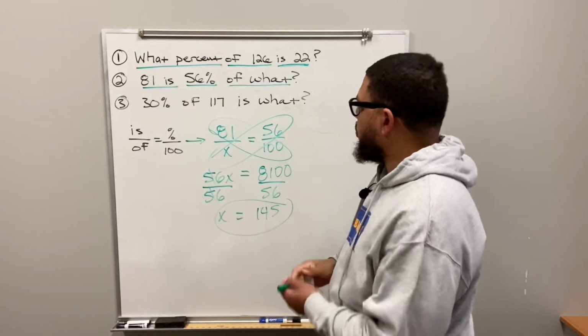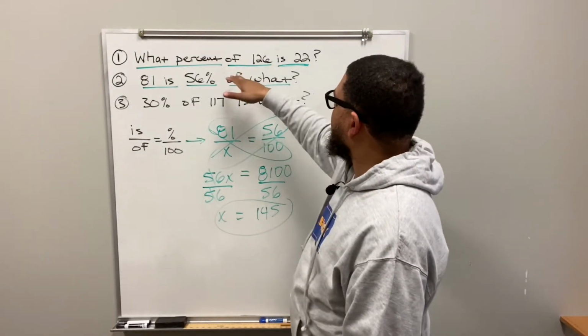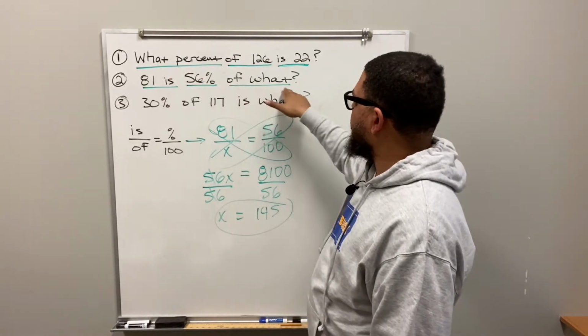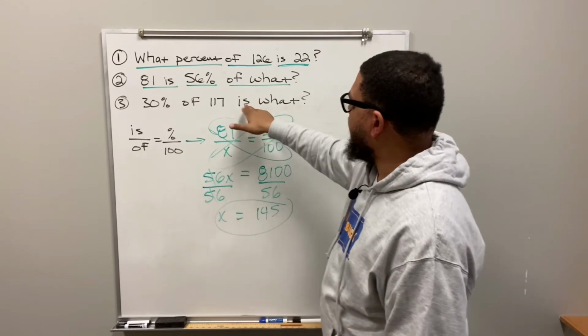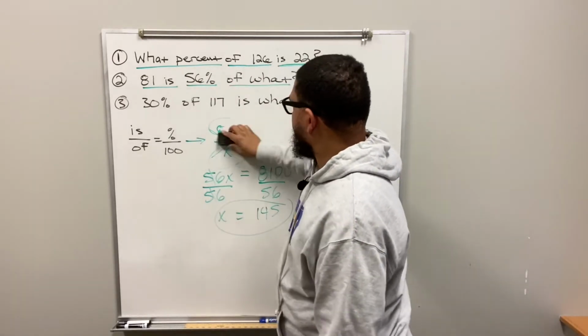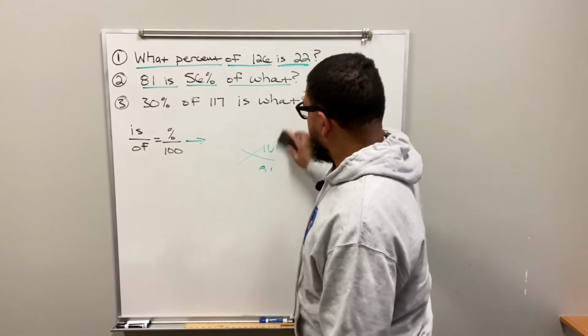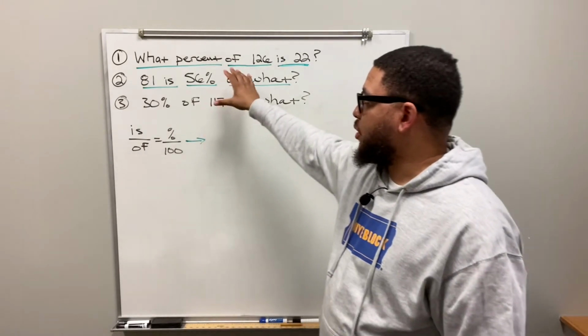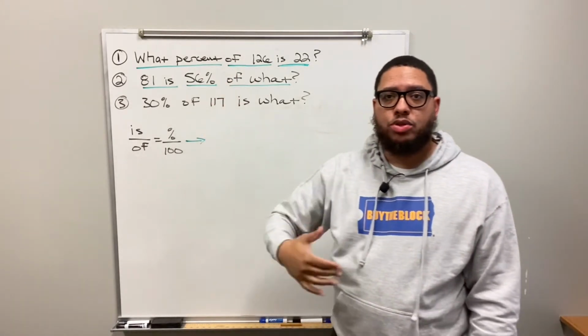All right. So we did a problem where the percentage was unknown. We did a problem where the of number was unknown. Now we're about to do a problem where the is number is unknown. And if you happen to be doing some homework or some practice work that involves these types of problems, now you know how to do each of the problems.